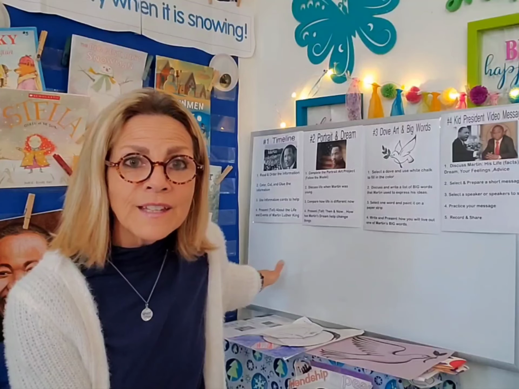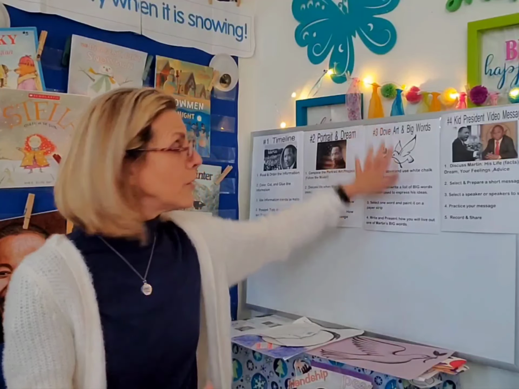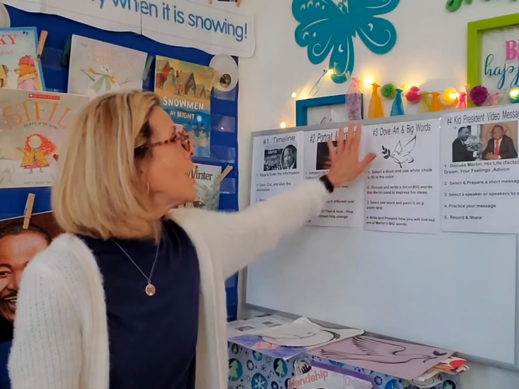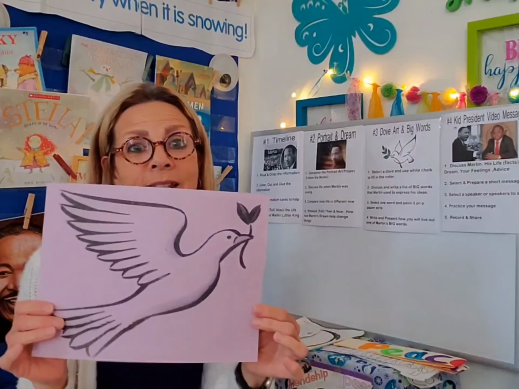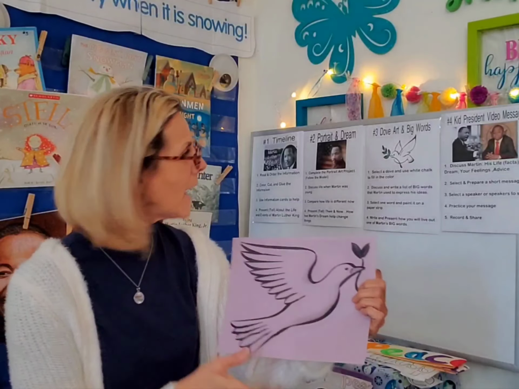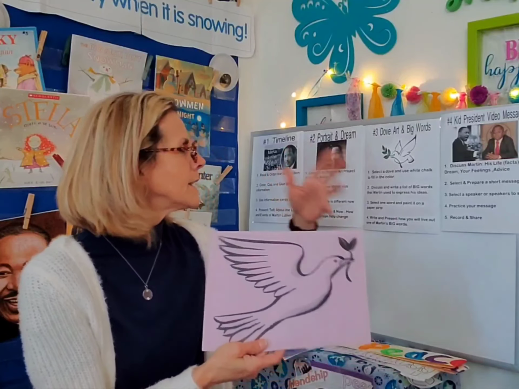Now this one would definitely take a little bit longer. These two stations would be pretty equitable. I think they would be pretty much the same time length. This one might go a little bit faster. It's called Dove Art and Big Words. So we've got our piece, a dove, and what I would have the students do, it says select a dove color, because I had different colors for the doves.